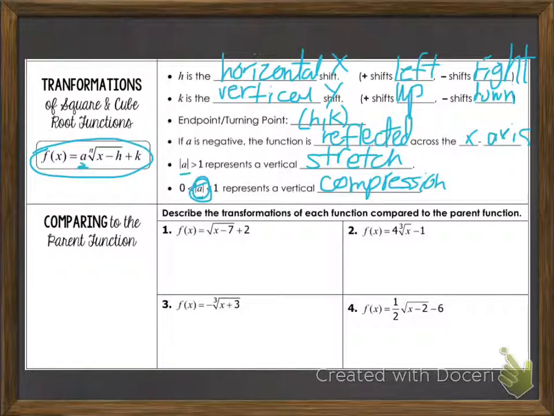Now let's look at numbers 1 through 4 and just explain what transformations are happening in the graphs. So looking at number 1, inside of the radical here, that is where our horizontal shift is taking place, and it is a -7. So since it's negative, it's actually going to go towards the right. It's going to go to the right by 7. And we also have this +2 outside of the radical.